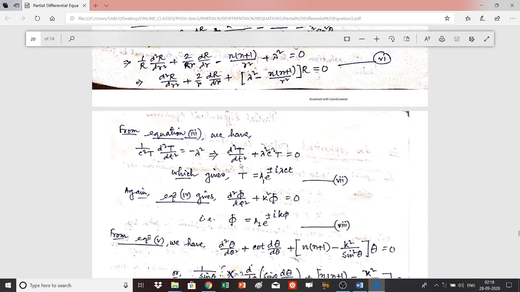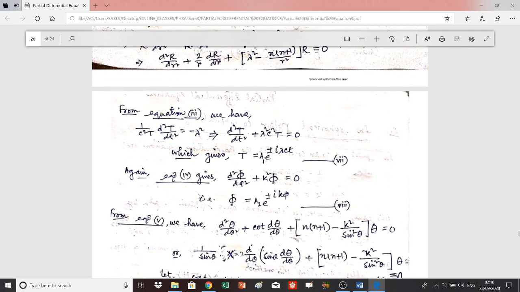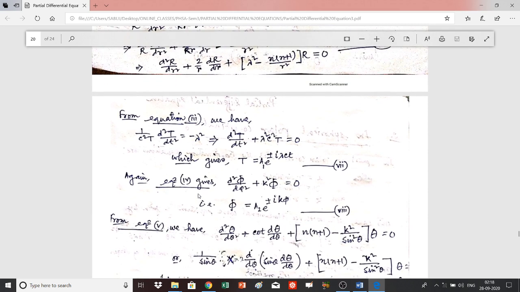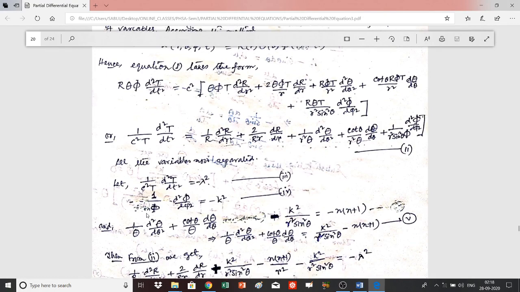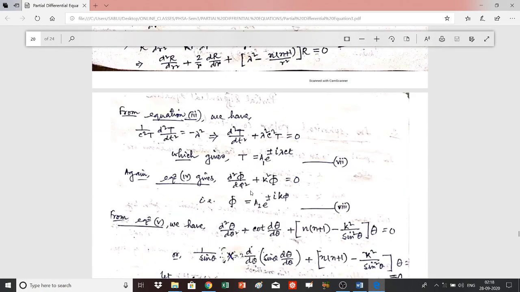So this will give you a solution for T equal to A1 e to the plus or minus iλct. And again from equation 4, this equation will give you d²Φ/dφ² plus k²Φ is equal to 0. That is also here, and this will provide another solution for Φ equal to A2 e to the plus or minus ikφ.